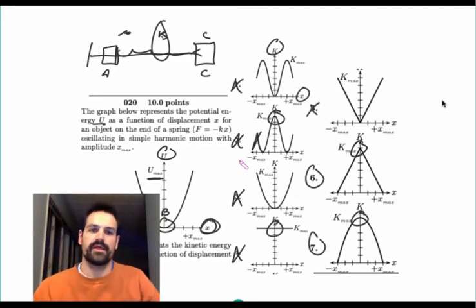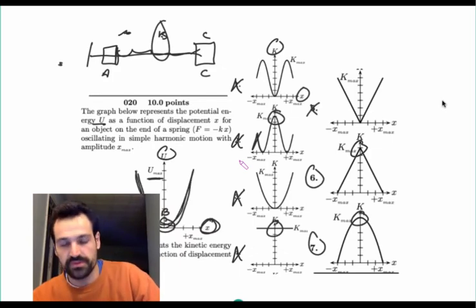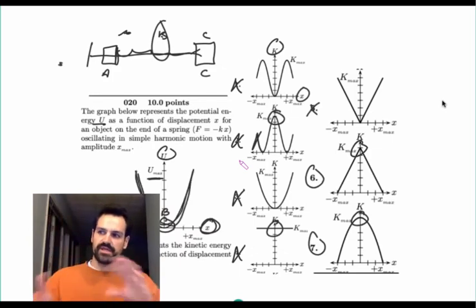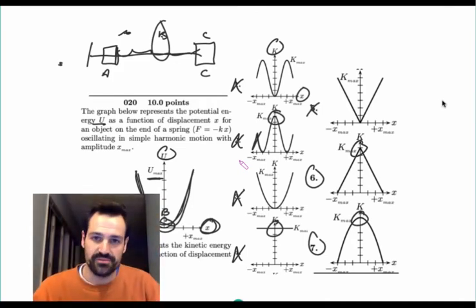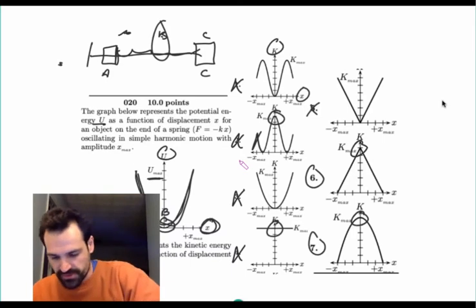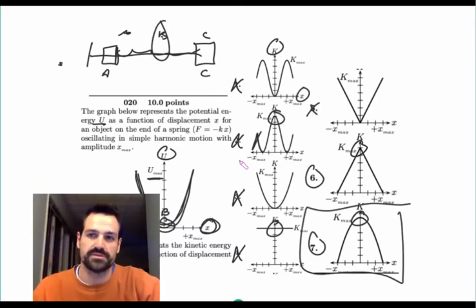Now, if the position versus time graph is a U shape, and position and kinetic energy are inverses of each other, that means it also has to be a U shape. So that leaves only one option, and that's option number 7.